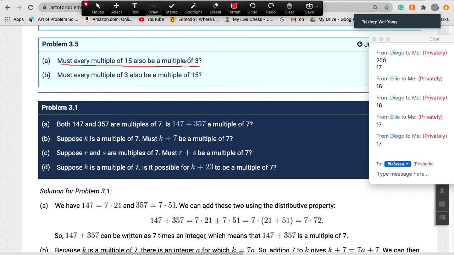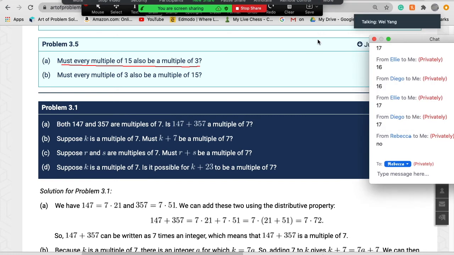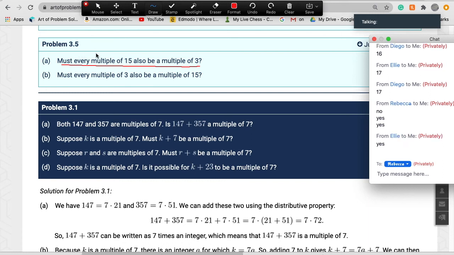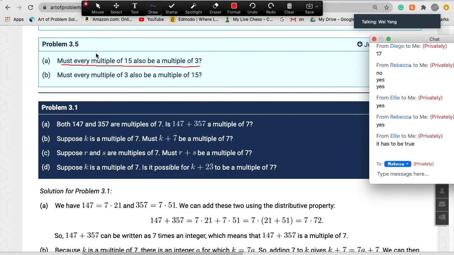Is this one true? Everybody answer. Wait, are you doing 3.5? Oh, okay. Send me your answer in private chat. 3.5a. Must every multiple of 15 also be a multiple of 3? Yes, Rebecca, you're correct. Ellie is also correct. Dago is also correct. Yes.